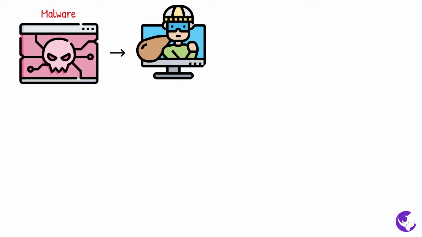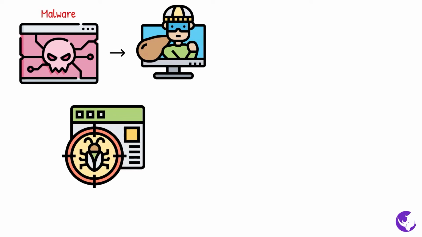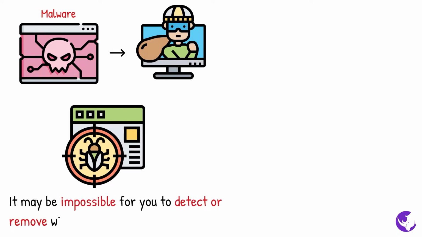Malicious software, or malware, is any software created and distributed to cause harm or steal information. Malware is designed to hide within the operating system and avoid security safeguards. It may be impossible for you to detect or remove without specialized tools or expertise.